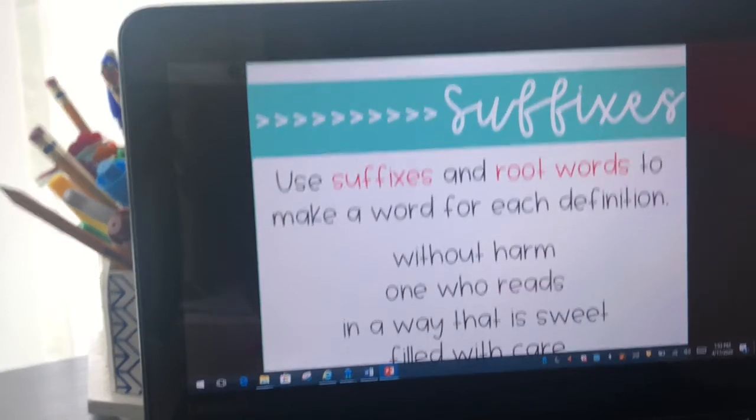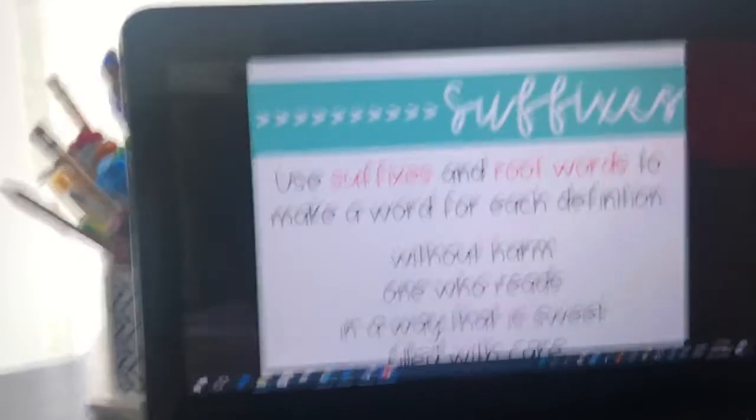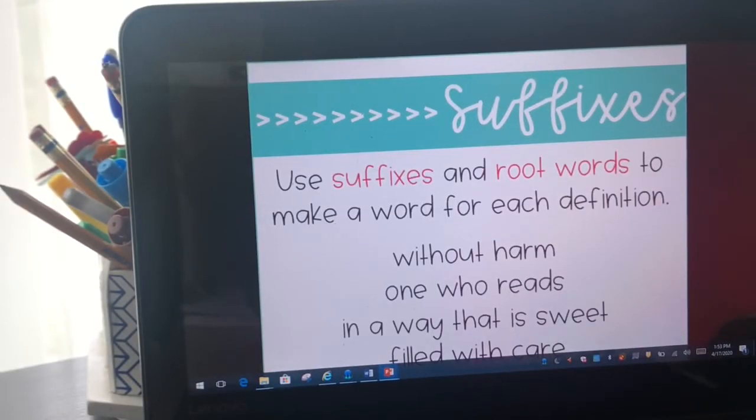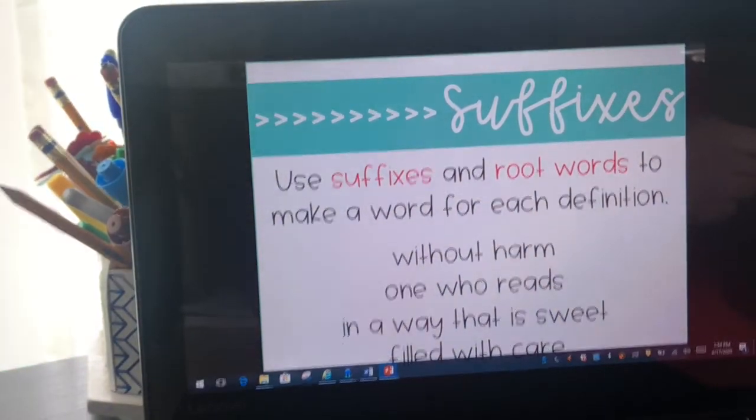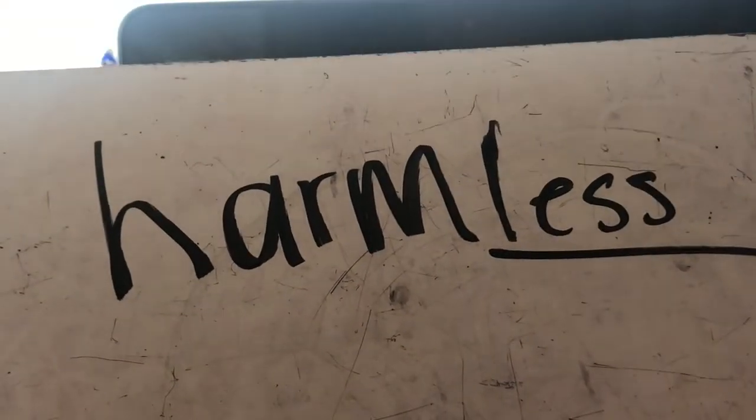So we are again adding the suffix to the word's end. So without harm, I'm not writing without, I'm writing the word harm. And then we have to figure out what goes at the end. Okay? So remember, when we talk about our suffixes, the word less means without. So without harm is harmless.